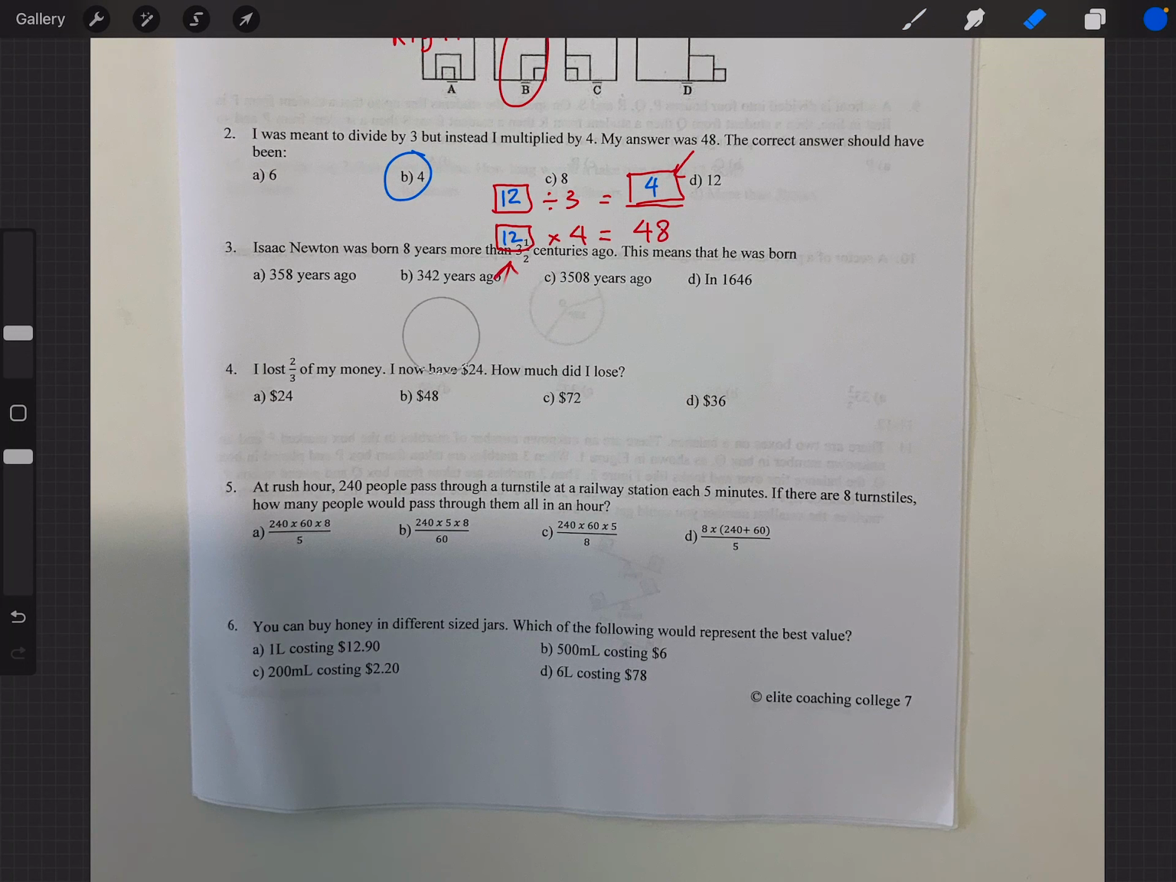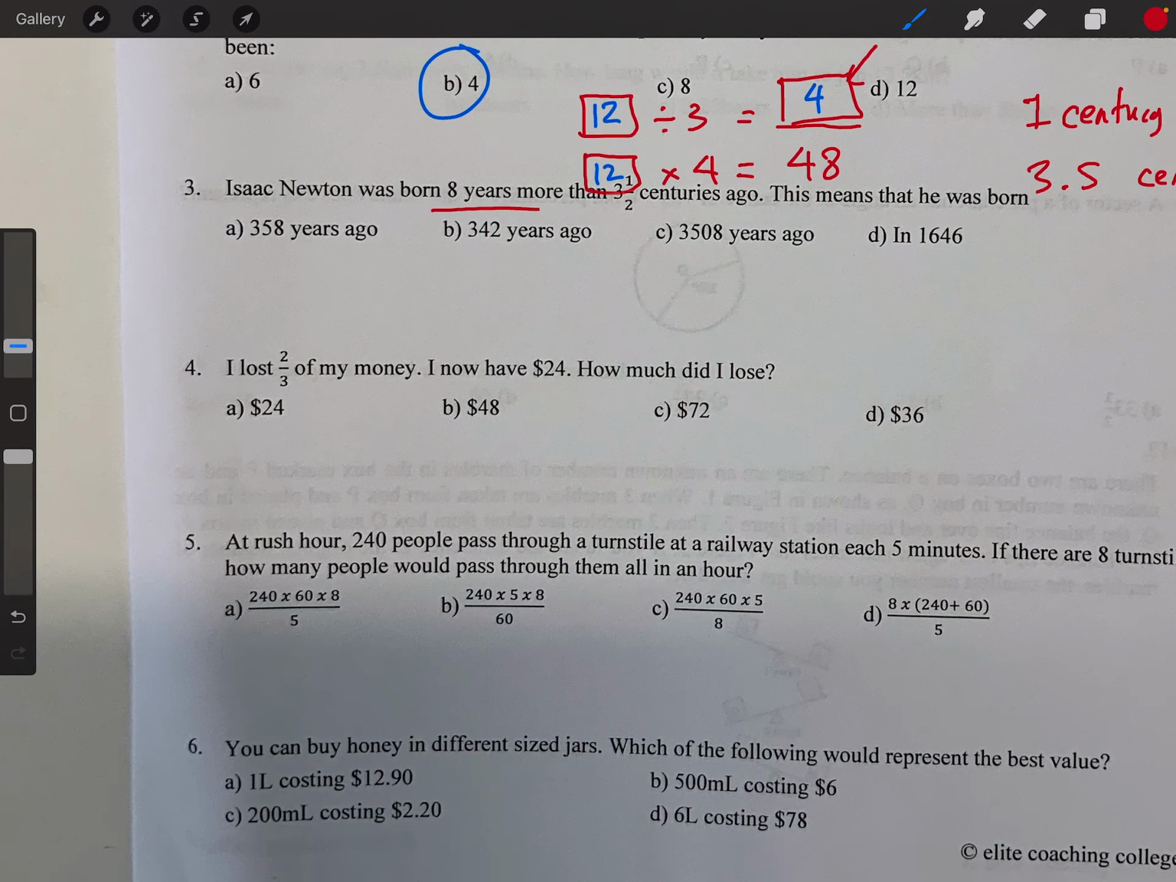Alright, next one. It says Sir Isaac Newton was born 8 years more than 3.5 centuries ago. Now 1 century is 100 years. 3.5 centuries is equal to 350 years. So 350 years ago, that's when he was born. But it says 8 years more than that.